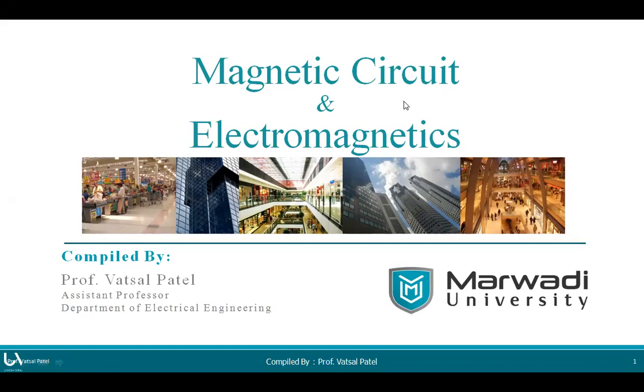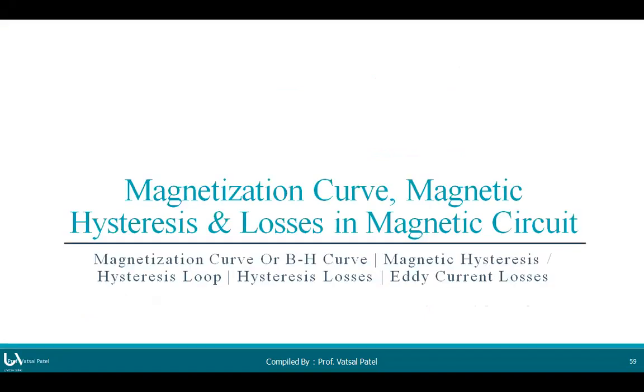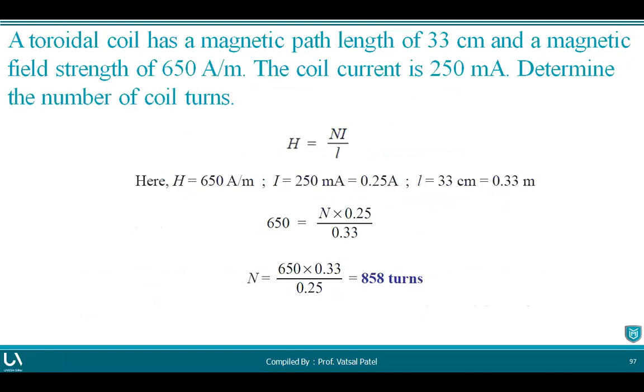Right. So this chapter we are going to continue here, and in the morning we discussed certain parameters of electromagnetics: the magnetic field in which the energy is stored, as well as the rise and decay of the current in the inductor case, right? And with the mathematical expression, we discussed those parameters. After that, we had discussed one example.